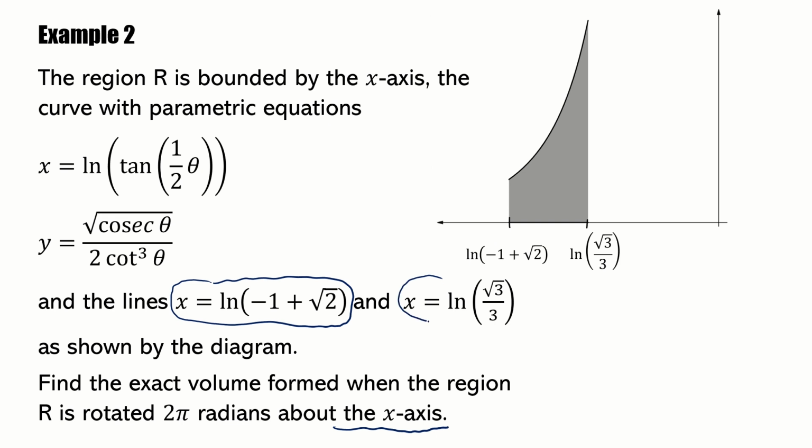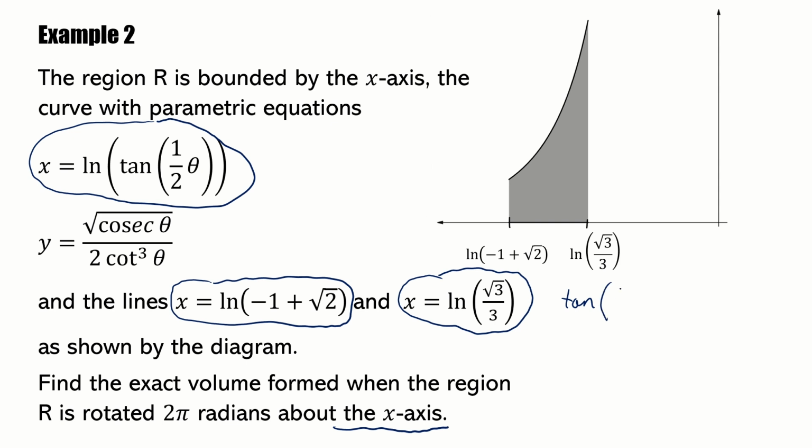So the first thing we need to do is convert the limits. So let's start off by doing that. We therefore know that x is equal to this equation up above here. So we just set that equal. Now conveniently, because both our limits have ln in them, we can just jump straight to saying the ln doesn't really contribute much here. And so therefore we have tan of a half theta equals, for instance, minus 1 plus root 2.